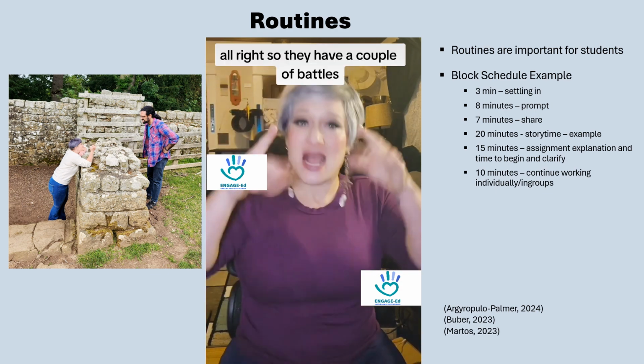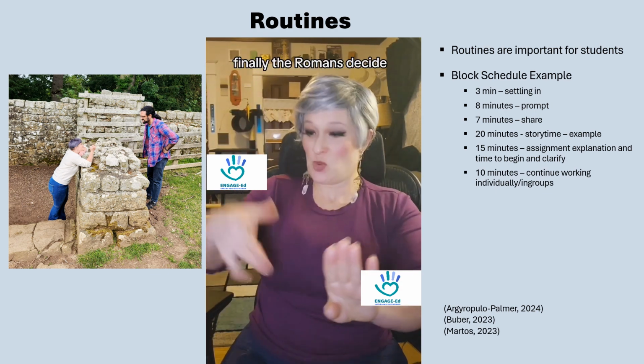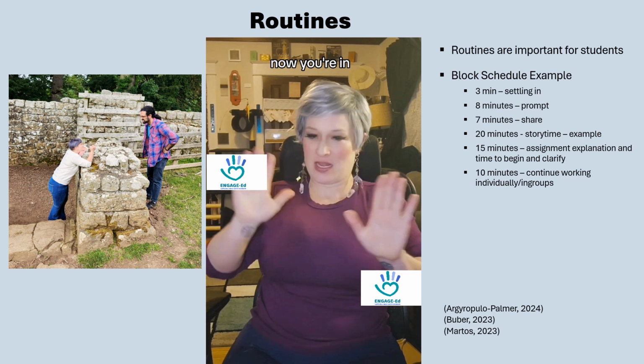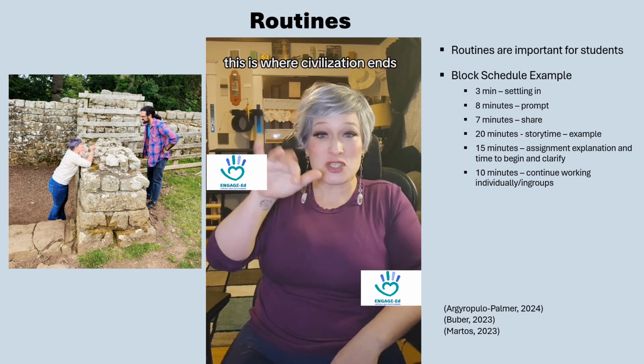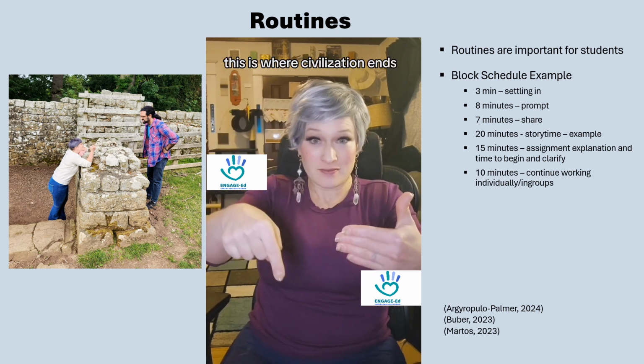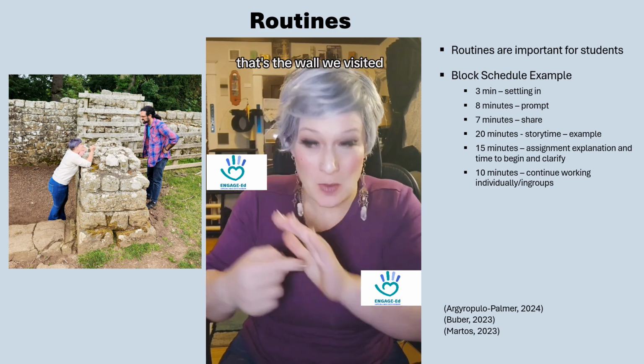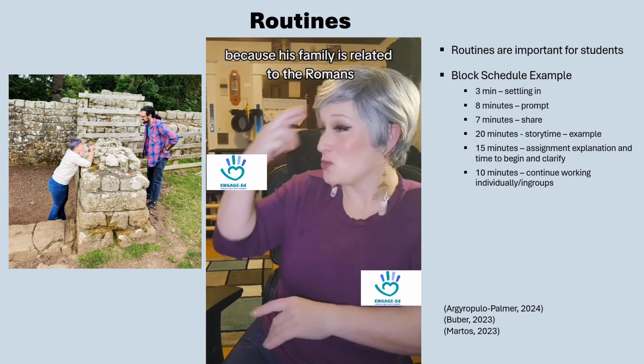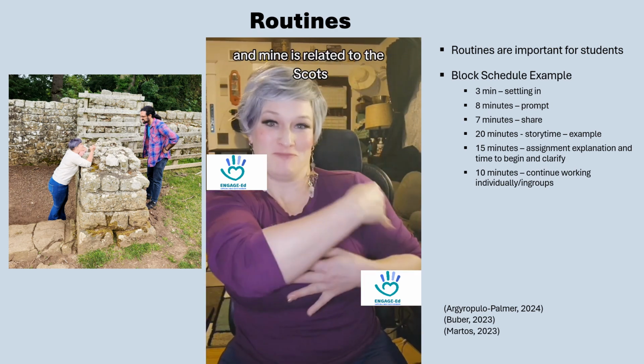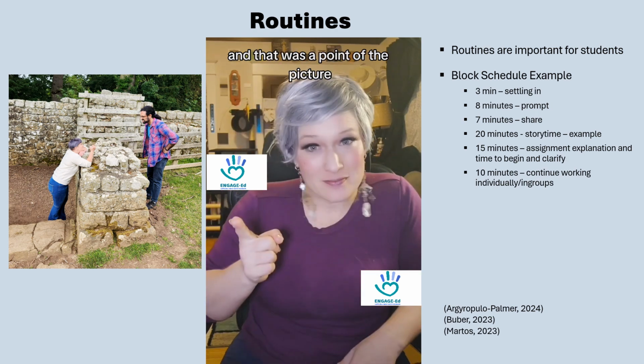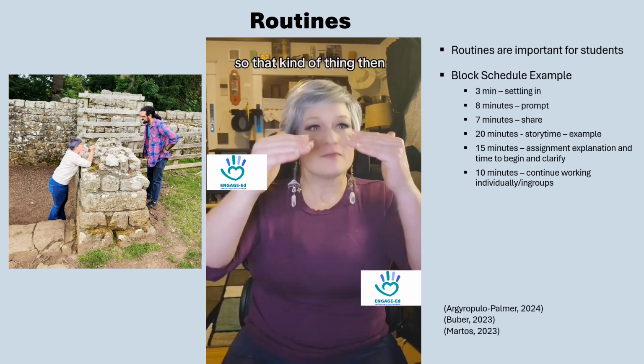All right, so they have a couple of battles. Finally, the Romans decide, no, you're in, we're out, that's fine. This is where civilization ends. This is the wall. That's the wall we visited. Because his family is related to the Romans, and mine is related to the Scots. And that was the point of the picture. So that kind of thing.